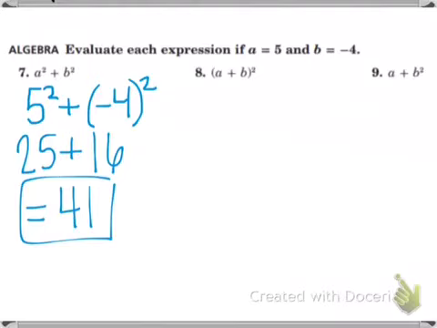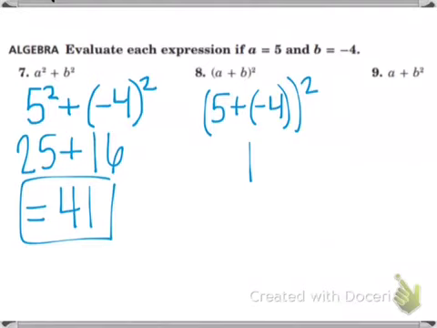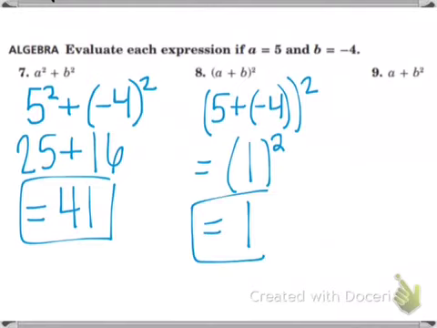Alright, number 8 looks similar, but it's actually very different. A plus b quantity squared, so a is 5 plus b is negative 4, and I want to square that. Now, I can't do negative 4 squared first. I've got to do what's in parentheses. So 5 plus negative 4 gives me 1. And then I want to square it. So 1 times 1 is just 1. So the answer to number 8 is actually just 1.